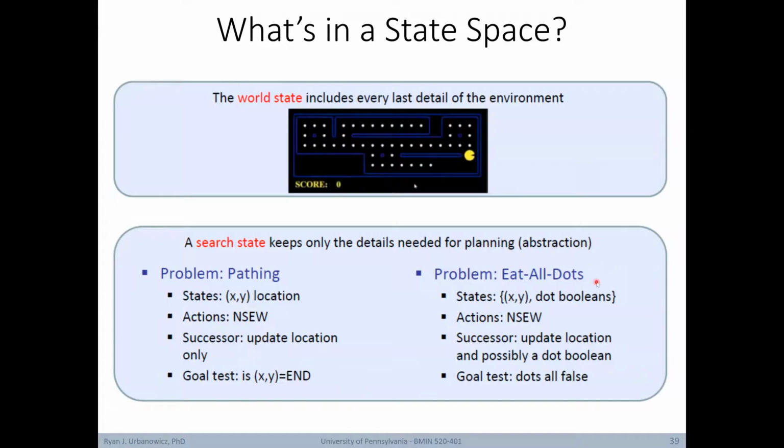In this other problem, eat all dots, our states include not only the location, but whether there's a dot or a piece of food at each location. Again, the actions here include moving up, down, left, or right, and there's no eat function here because it's assumed that visiting a location is the same thing as eating that dot. Here, the successor function not only updates the location, but also the state of whether a dot exists or doesn't exist at that specific location. The goal of this problem is to make it so that all dots are false, or they're all gone from this map.